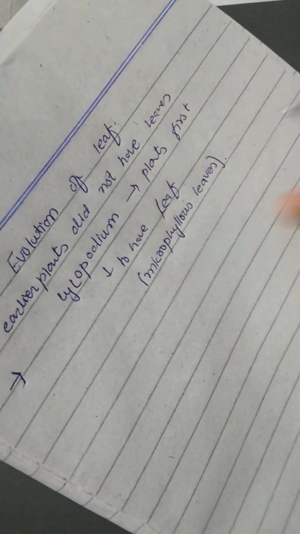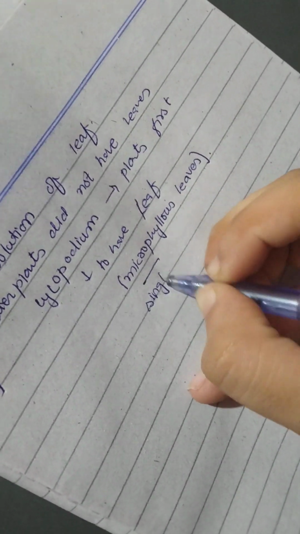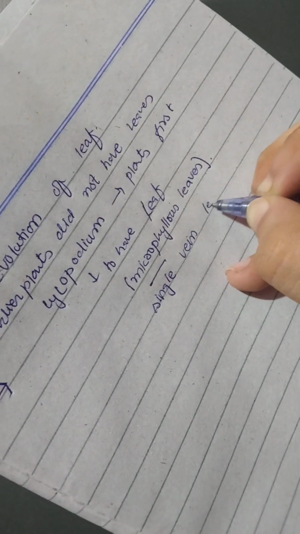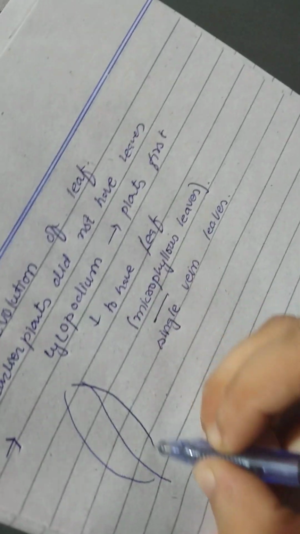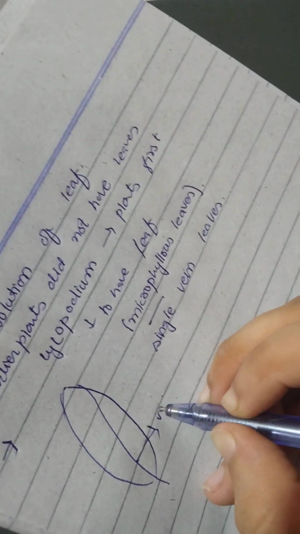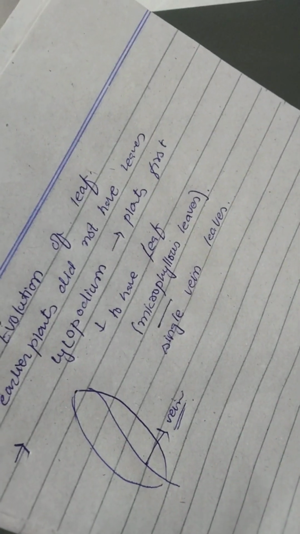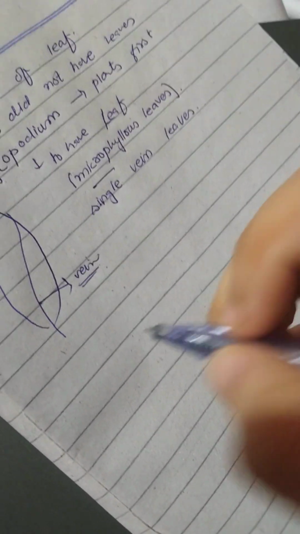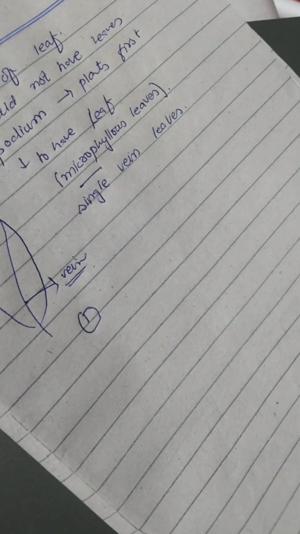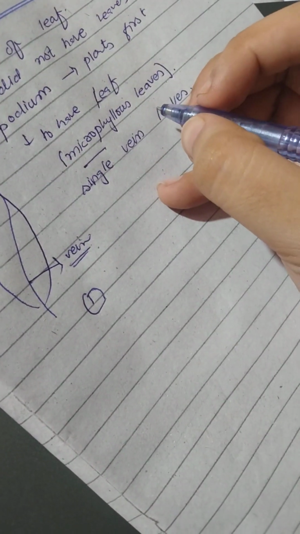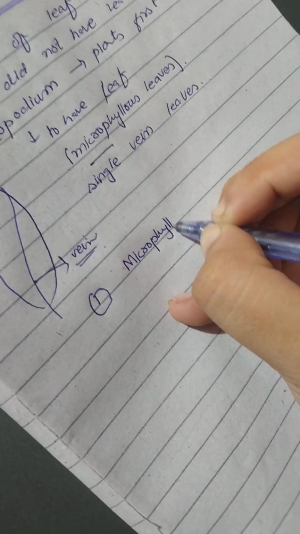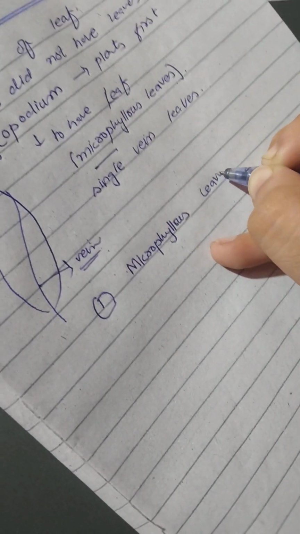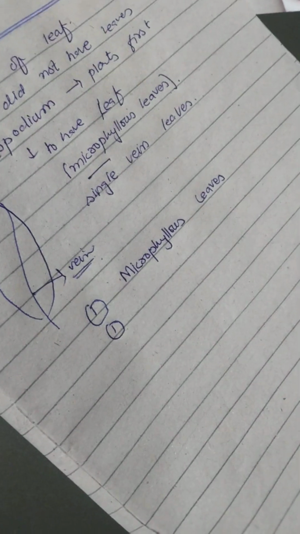Okay, now what are microphyllous leaves? Basically, single-veined leaves are known as microphyllous. For example, this leaf, and they had only one vein, right? So that's why they are known as microphyllous leaves, right? Now, how does the microphyllous leaf evolve? First, there are two hypotheses, right?